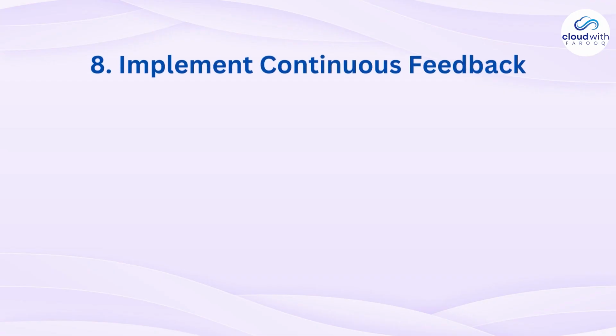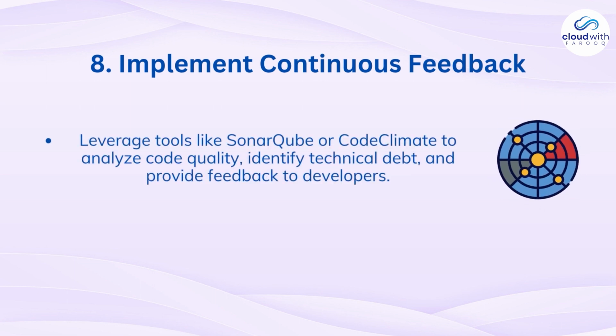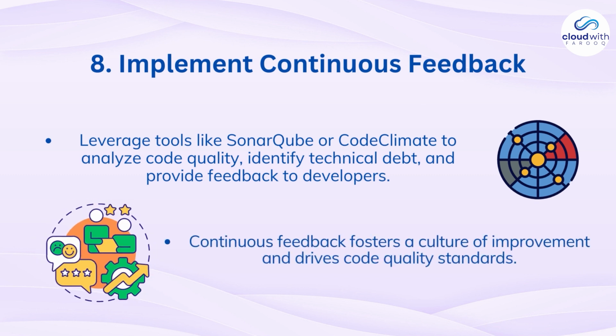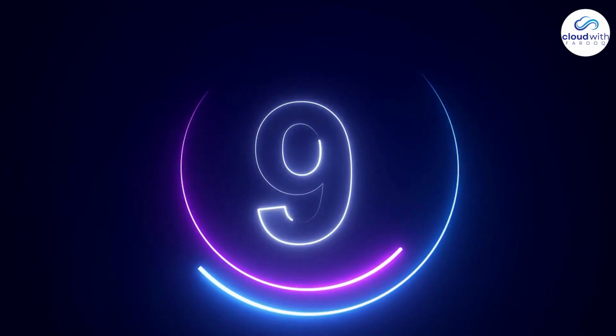Number 8. Implement continuous feedback. Leveraging tools like SonarQube or Code Climate to analyze code quality, identify technical debt, and provide feedback to developers. Continuous feedback fosters a culture of improvement and drives code quality standards.